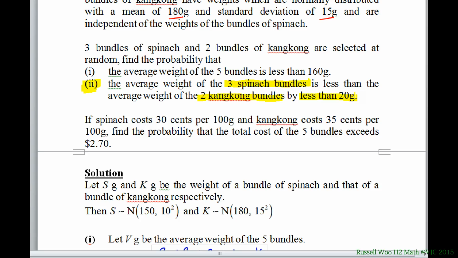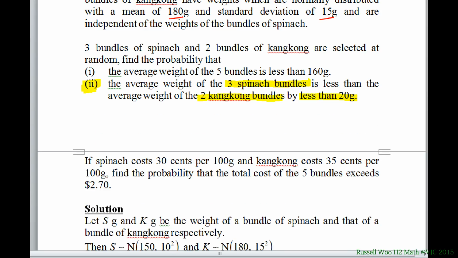So which one is heavier? Spinach or kangkong? Which one do you want to be heavier? Kangkong to be heavier. So what we want to do is, we don't copy it. I just want to give an overview of the problem. You want kangkong to be heavier, so I let the average weight of a kangkong minus the average weight of spinach.